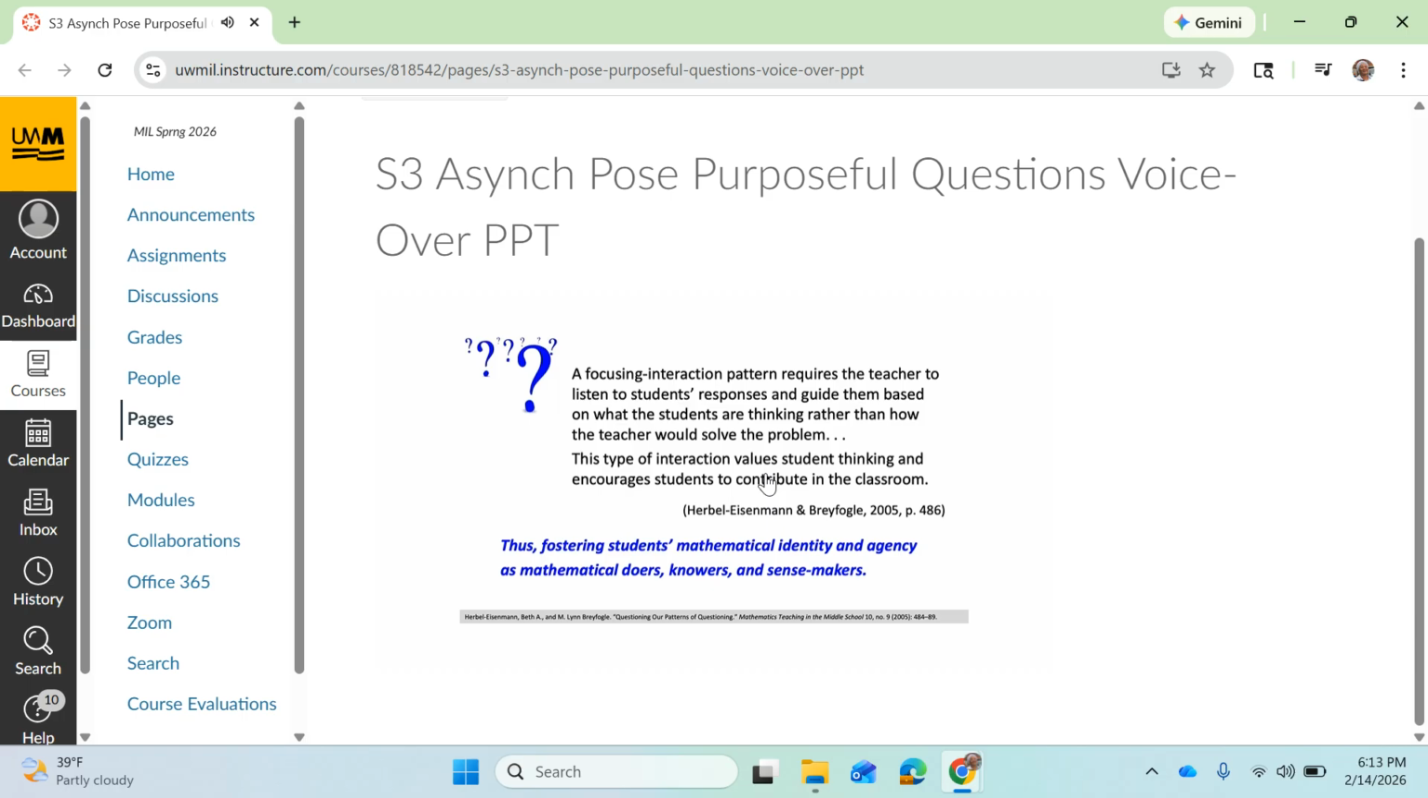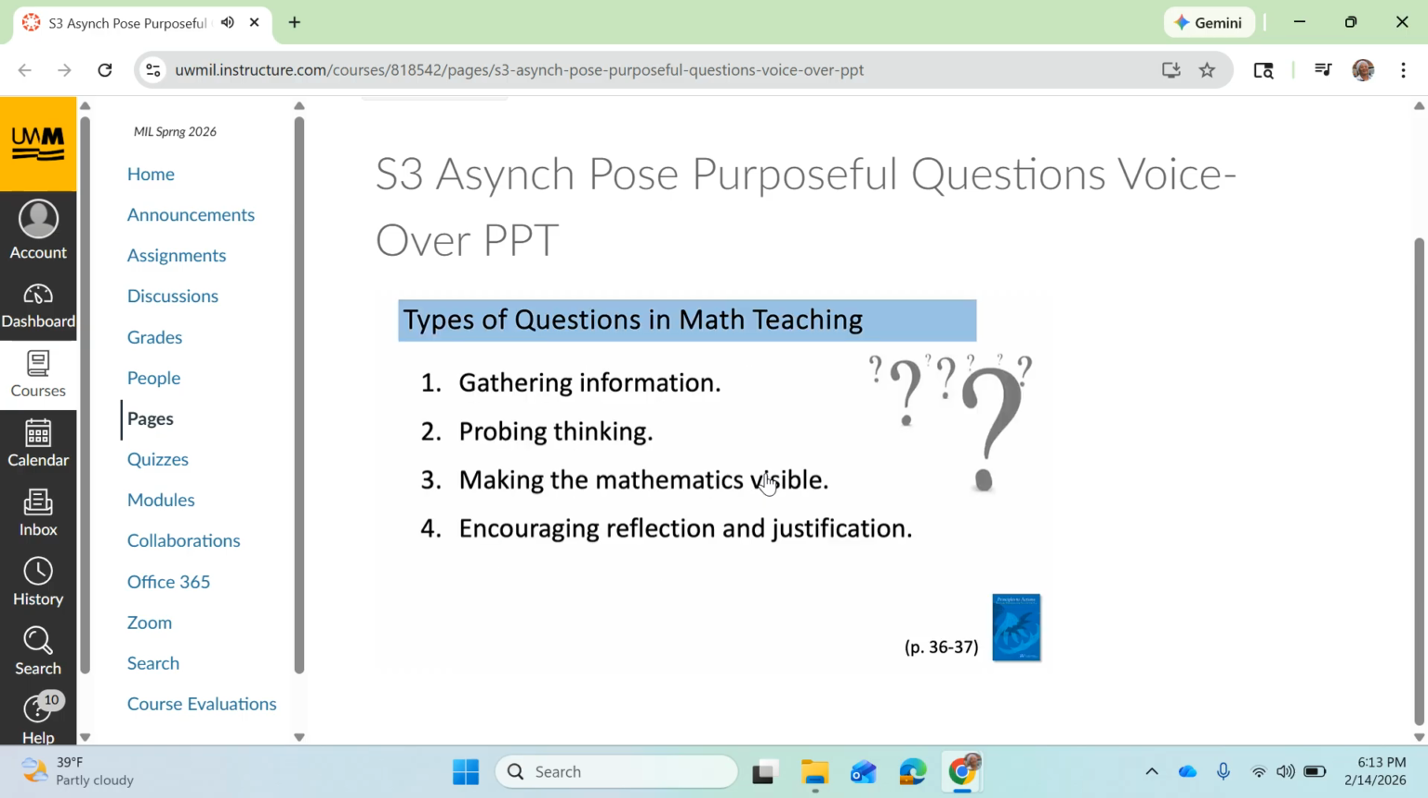NCTM within Principles to Action has also identified for us different types of questions themselves. And all of these questions might be used at different times for different purposes. They don't explicitly just fit into one of the patterns, but overall, if you're using these 4 types, they could help support you in working towards that focusing pattern. So our 4 types of questions are gathering information, probing thinking, making the mathematics visible, and encouraging reflection and justification.